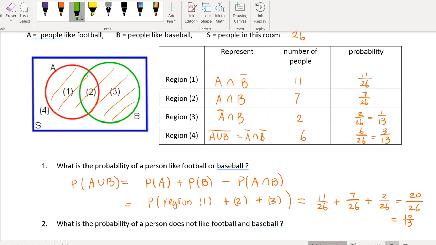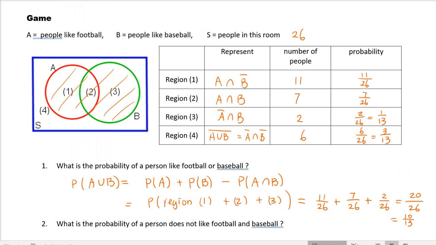So another student can solve this problem like this. Notice that for the probability of the union, we can compute its complement. So P of A union B is 1 minus the probability of the complement. But we already know the complement is region 4. So that's why we have 1 minus 3 over 13. We get 10 over 13. You see the answers are the same? So there are two ways to find the answer for part 1.